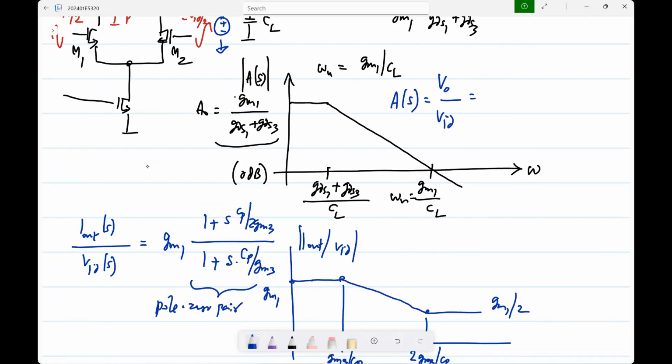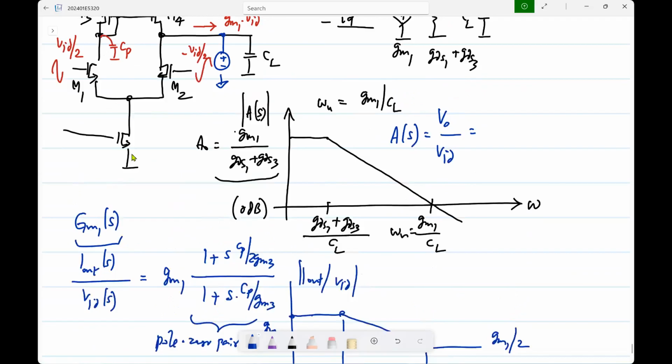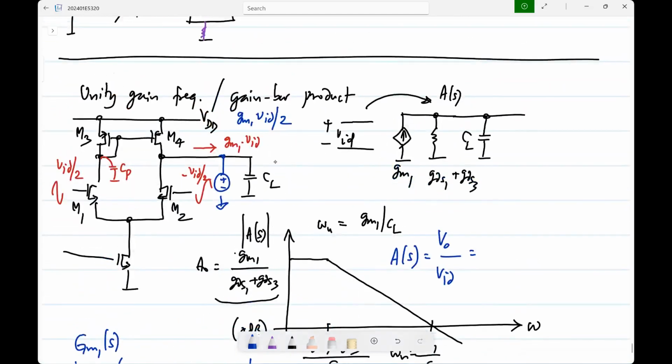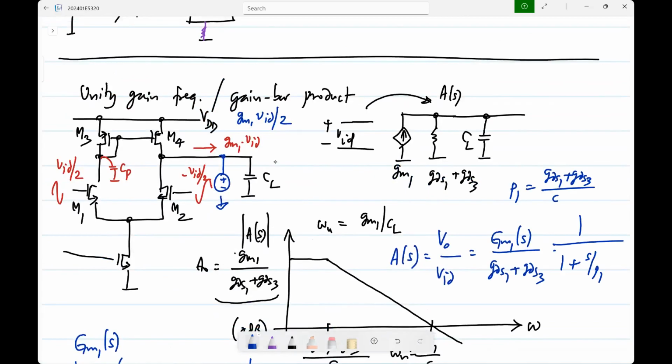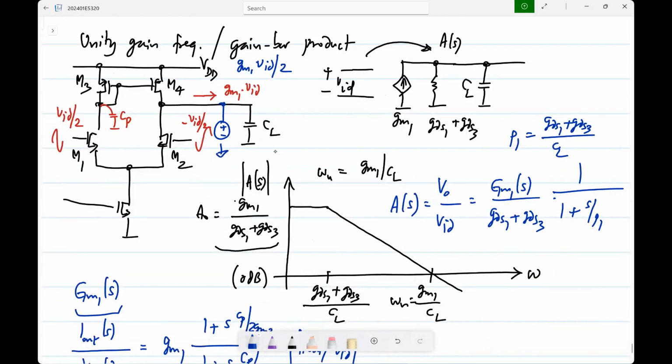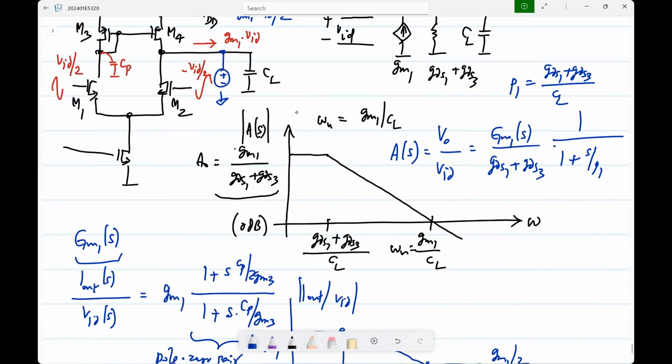So in fact you can call this maybe GM1 of S or something. So the total response will be, you need to know this, where P1 is GDS1 plus GDS3 by CL. And if I assume that this pole and zero are outside the unity gain frequency, you will end up getting something like that.